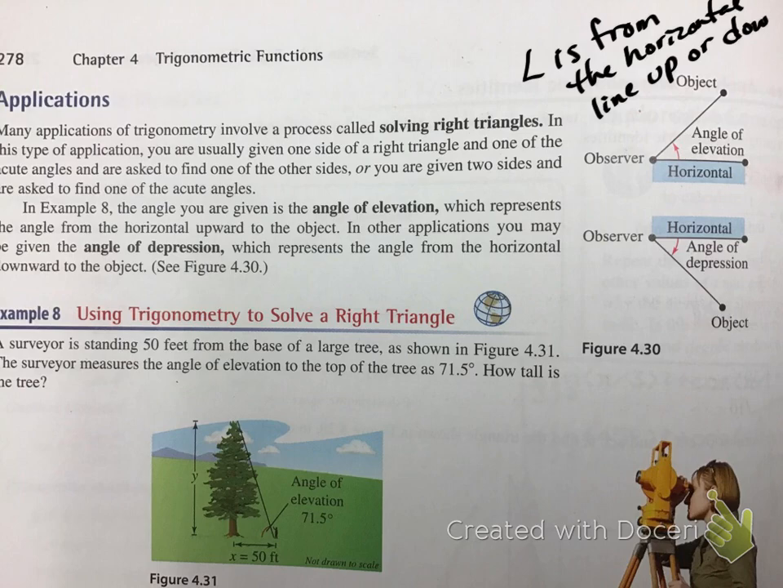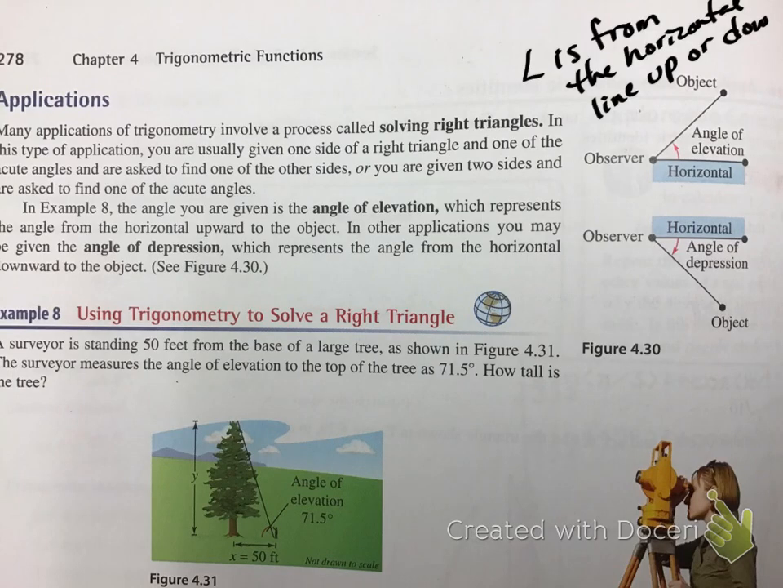So the angle is from the horizontal line up or down. If you go from the horizontal and your angle swings up, that's the angle of elevation. And if you're going from the horizontal and swinging down, that's the angle of depression. You might remember that from geometry. Horizontal up, angle of elevation; horizontal down, angle of depression.